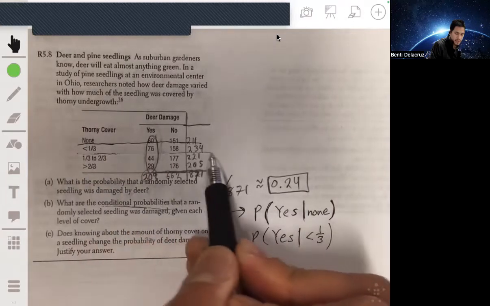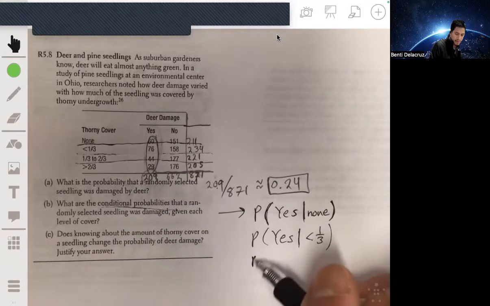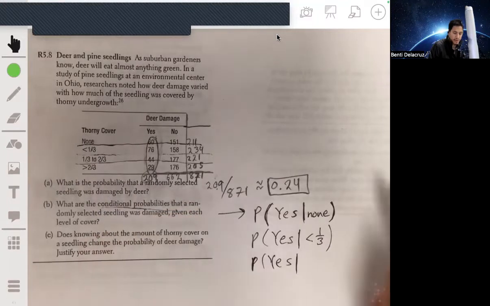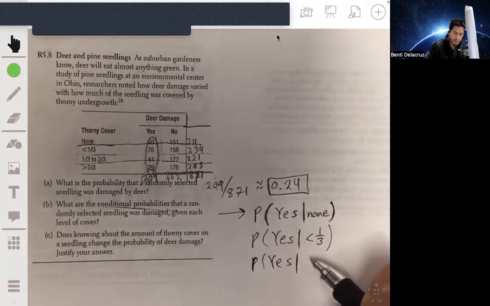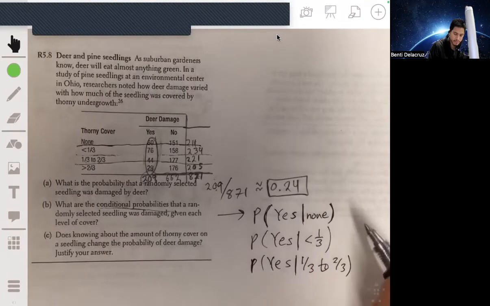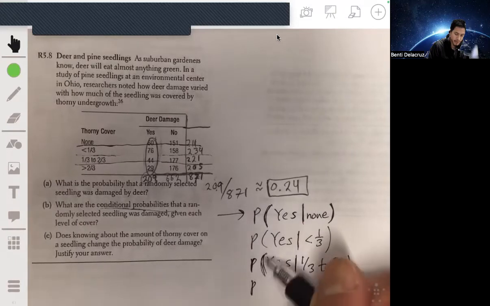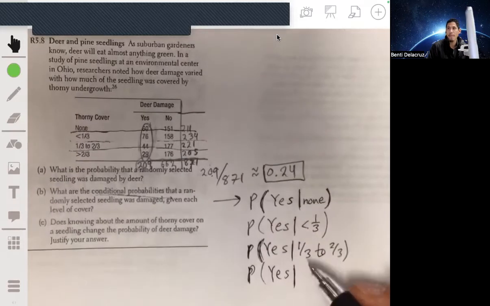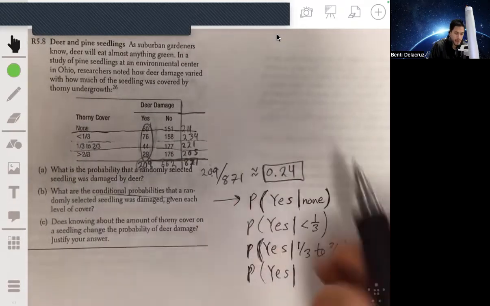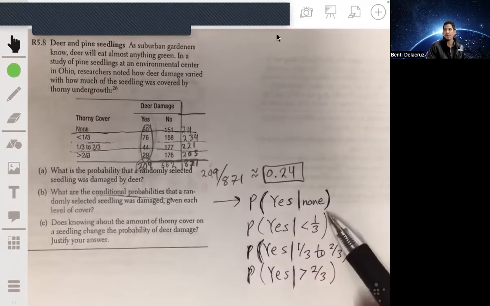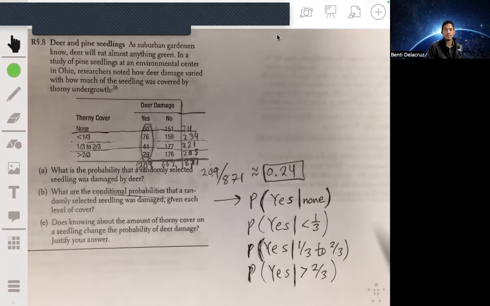And you just keep going across. What's the probability of yes, given that 1/3 to 2/3 of the seedling was covered with thorny cover? And your fourth conditional probability is, what's the probability of yes, there being deer damage, given that more than 2/3 had thorny cover? So these are your four conditional probabilities, and we can just calculate each of these.